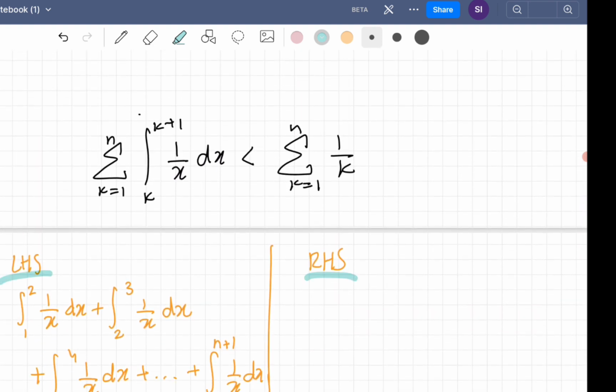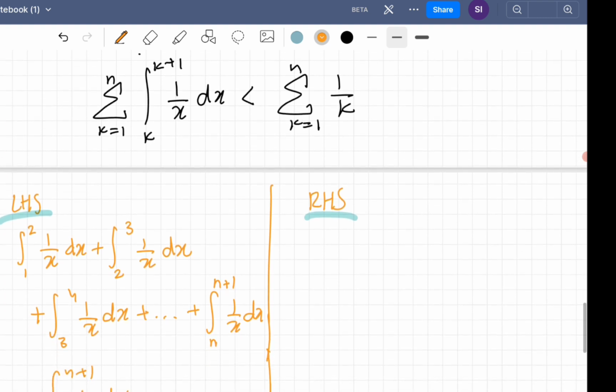Now, let's solve the right-hand side. In order to solve the right-hand side, we do the exact same thing. Let's replace k with 1, 2, 3, all the way up till n, because there's an n here. So we just get 1 over 1 plus 1 over 2 plus 1 over 3 plus 1 over 4, dot dot dot, plus our last term, 1 over n. We can't really simplify this, right? So we're just going to leave it as it is for now.